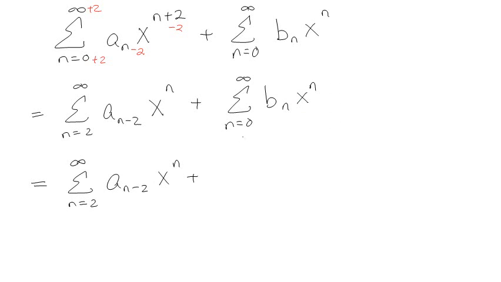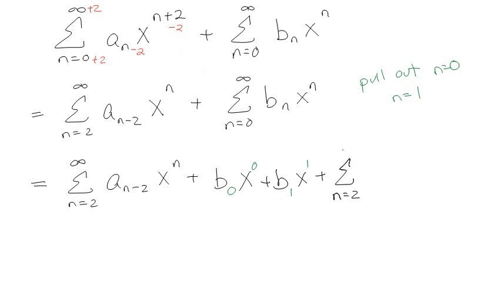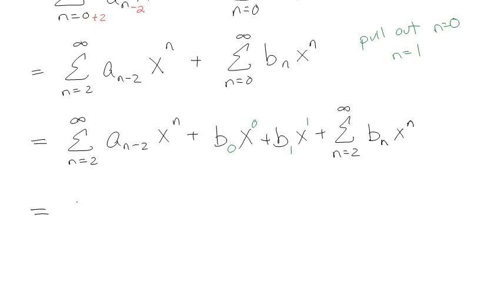So instead, what I want to do is pull out the n equals 0 term and the n equals 1 term. So let's pull out the n equals 0 term. I have b sub 0 times x to the 0 plus b sub 1 times x to the first. And then the remaining terms now start at n equals 2 to infinity, b sub n x to the n, like that. So I now have b naught, and x to the 0 is 1, plus b1 x.